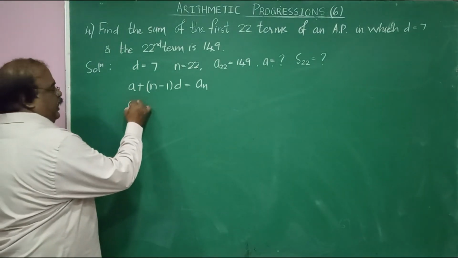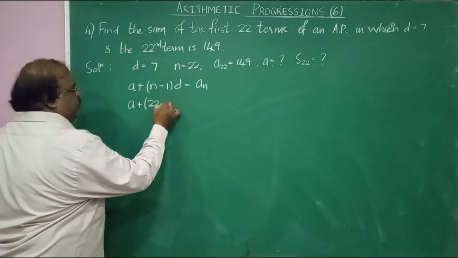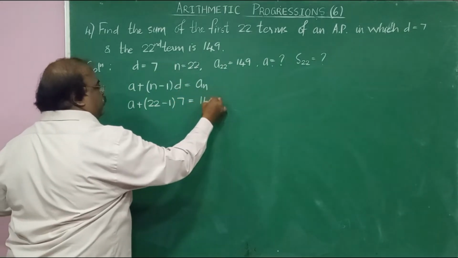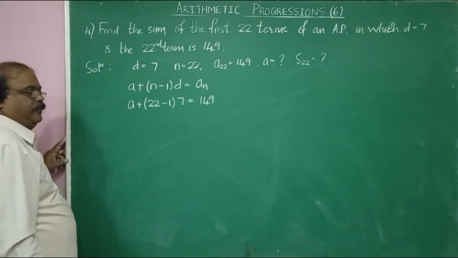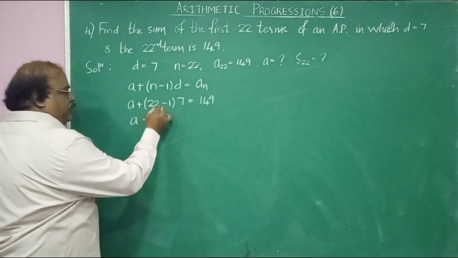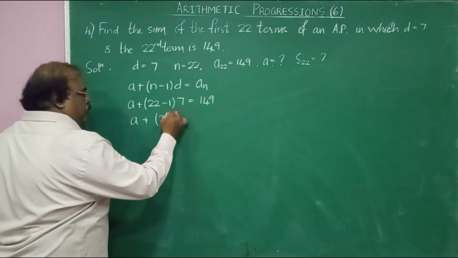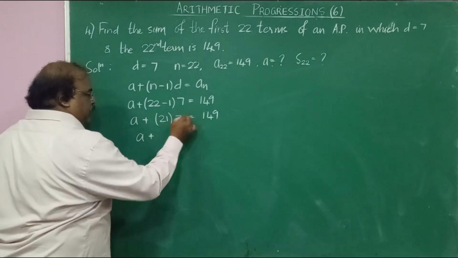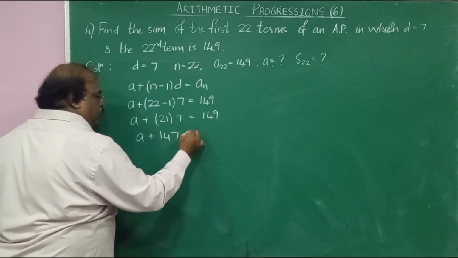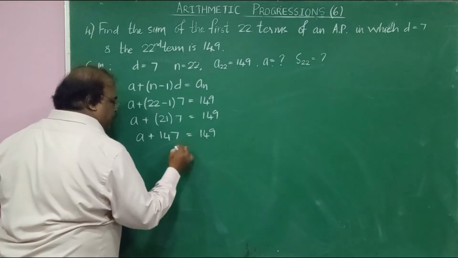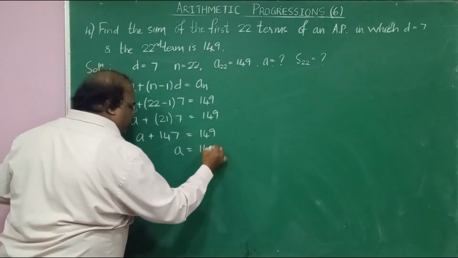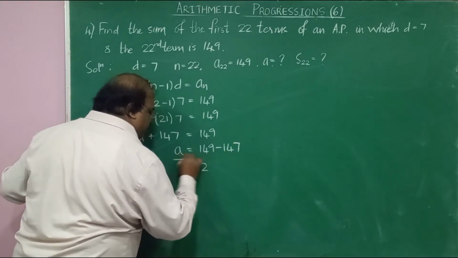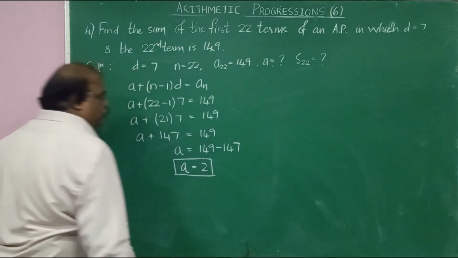So you know that a plus 22 minus 1 into d is 149. So you get a plus (22 minus 1), 21 into 7 is equal to 149. So a is equal to 149 minus 147. So you get the value of a as 2.